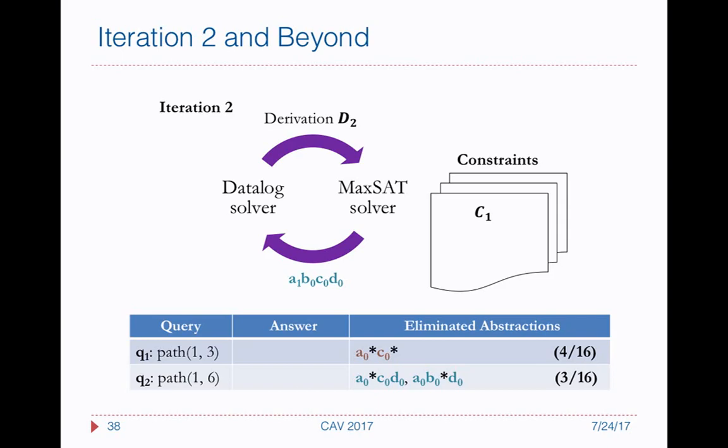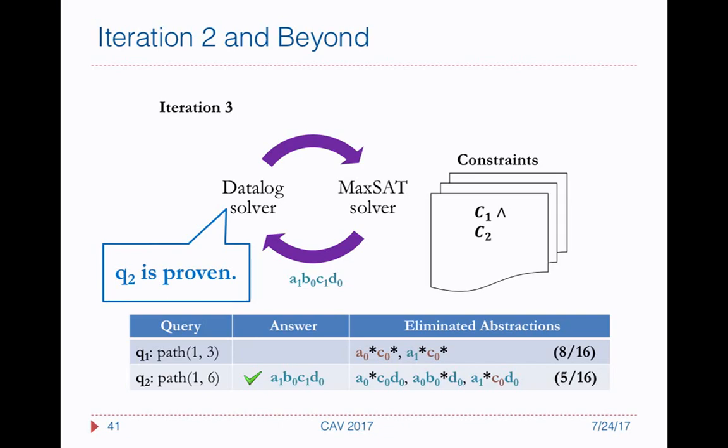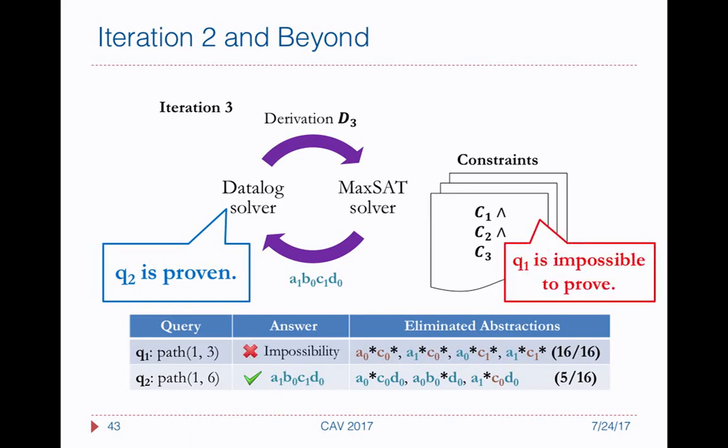In the second iteration, we get another derivation, which is fed to the max set solver. And this time, we make even more progress. So by just trying 2 abstractions, we have eliminated 8 abstractions for Q1 and 5 abstractions for Q2. Okay? The next abstraction the max set solver suggests trying is where we inline at A and C. And at this point, the data log solver says, well, I've been able to prove assertion Q2 now. But there's still assertion Q1. But at this point, the max set solver says, I've finished searching through the entire space of abstractions, all 16 of them. And therefore, it is impossible to prove assertion Q1 in this abstract domain.